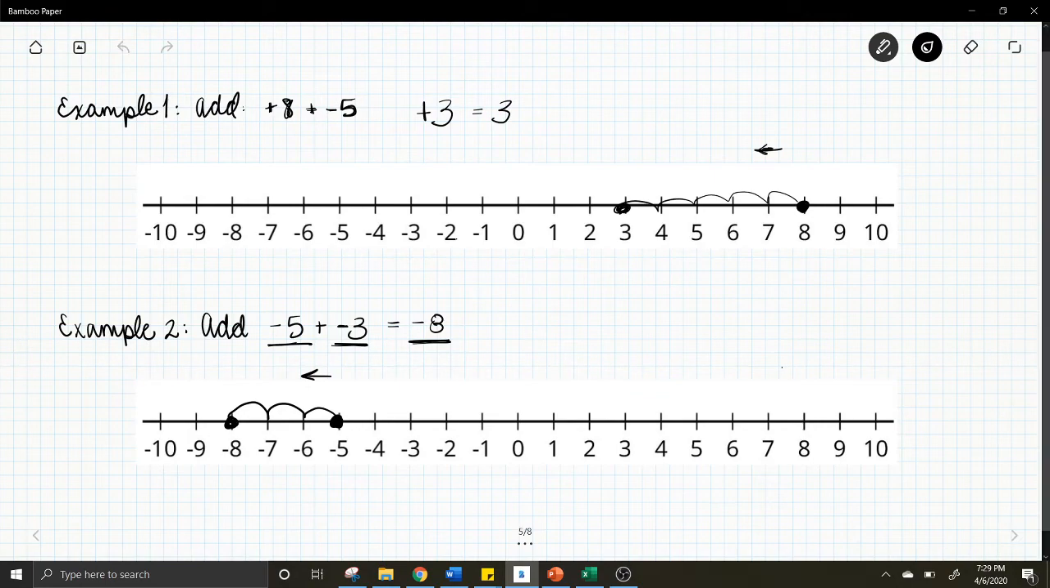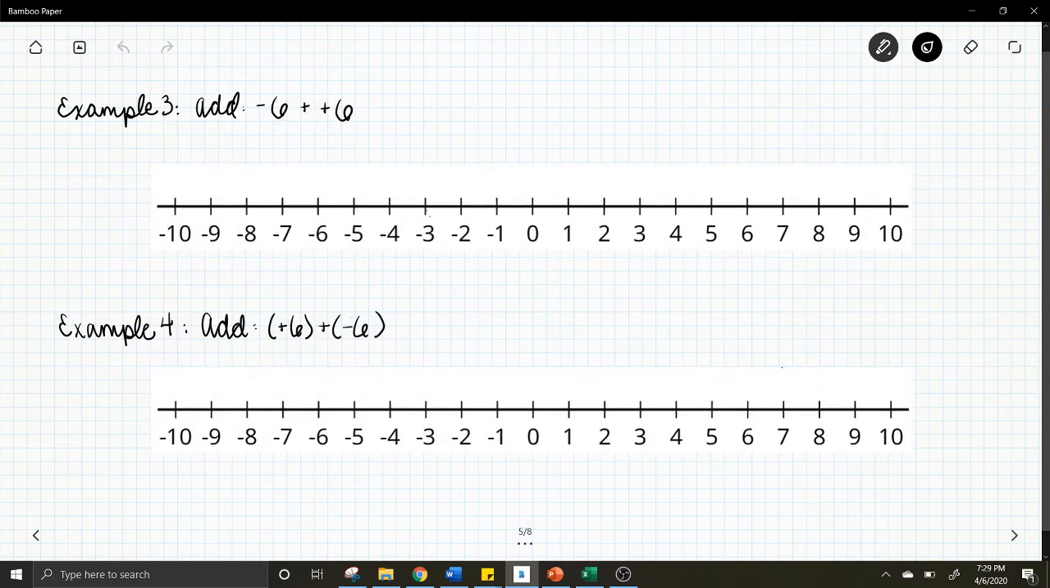Okay, we're going to keep moving forward to example 3. Add negative 6 plus positive 6. So we're adding negative 6, or we're at negative 6 rather, and we're adding a positive. Since we're adding a positive number, we're going to be moving to the right now. And we're moving 6 spaces, 1, 2, 3, 4, 5, 6. All right, so negative 6 plus positive 6 results in 0.